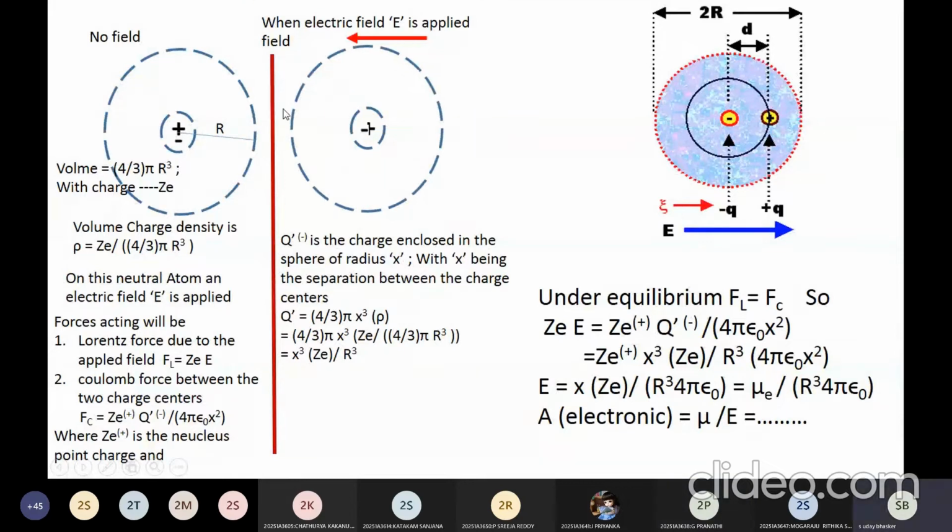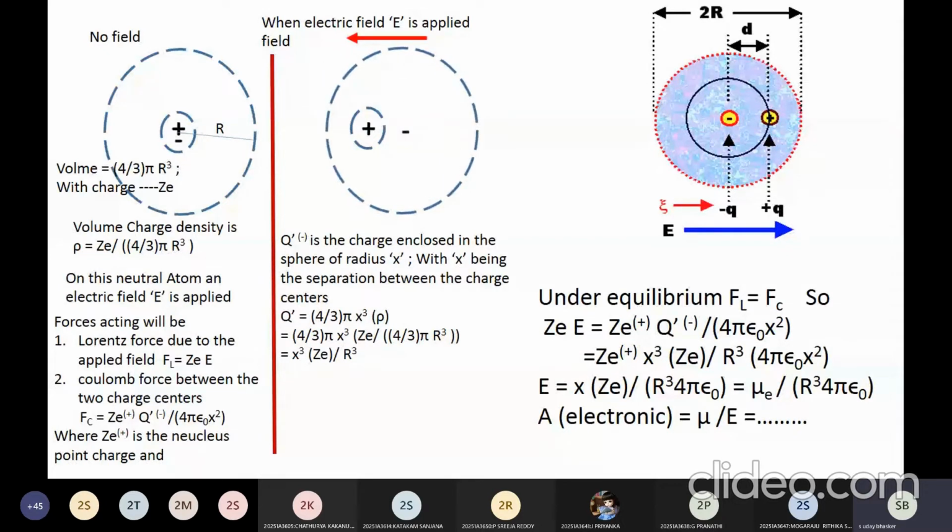Okay, once again, this is the neutral atom. I have applied an electric field in this direction, because of which negative charge centers will move to the right side and positive charge center will move to the left side. So this is how you got a charge separation. Let me say that this charge separation is X.